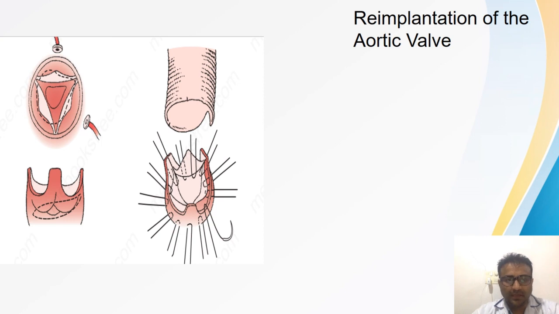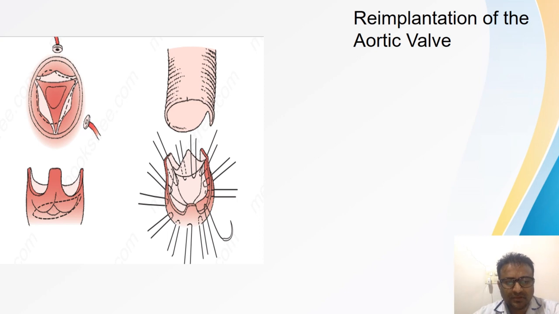So another technique of valve sparing aortic root surgery is the reimplantation of the aortic valve, in which the aorta is dissected circumferentially at the level of just below the aortic annulus. You can see on the left side of the picture, the first image. The coronaries are harvested with a rim of sinus tissue of 5 to 6 mm. Multiple sutures are passed from inside to the outside in the left ventricular outflow tract with Teflon felt.